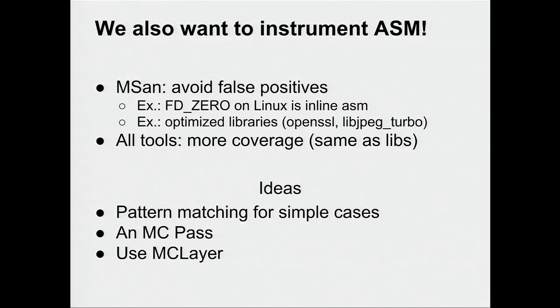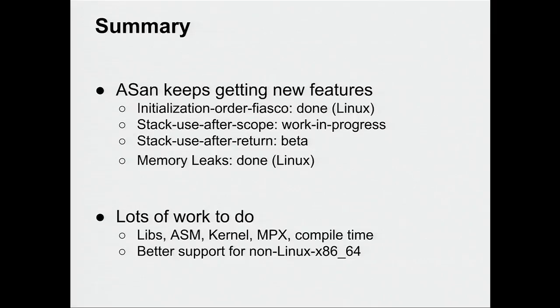We have a few ideas which we are going to try in the coming months. First is a simple pattern matching for simple things like FD0 in the Linux headers, and some other things using MC layer or separate MC pass. And if you have ideas, please come to us and tell us how to do it, or tell us how not to do it.